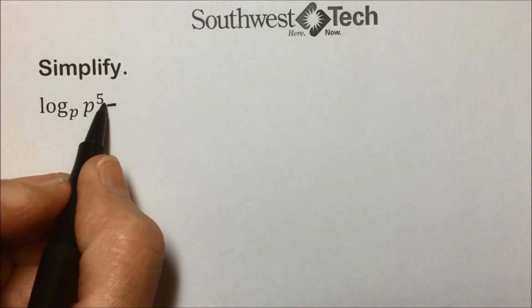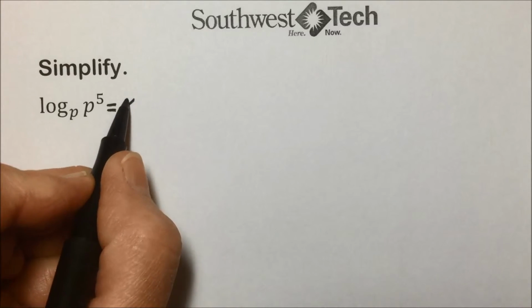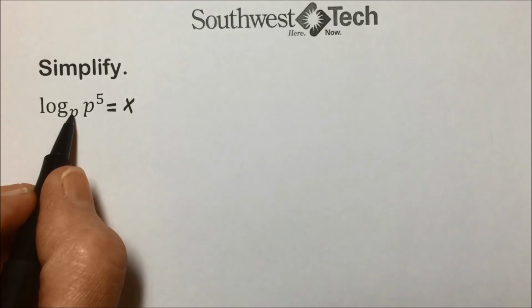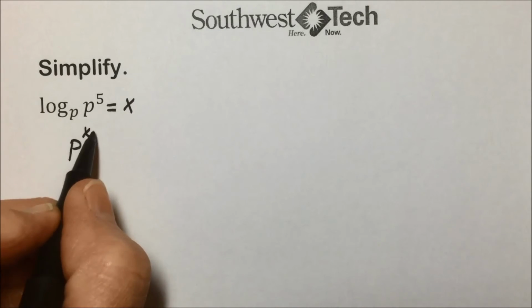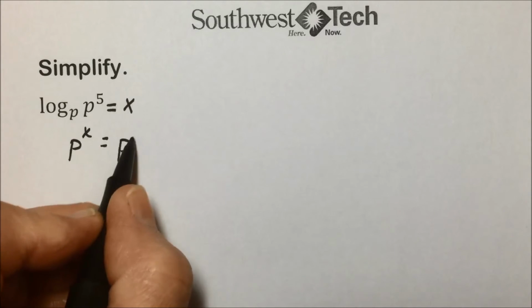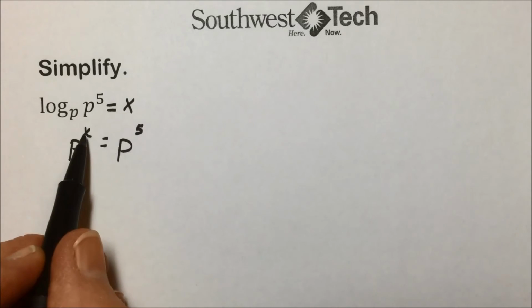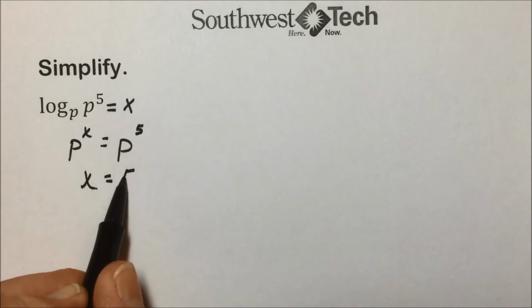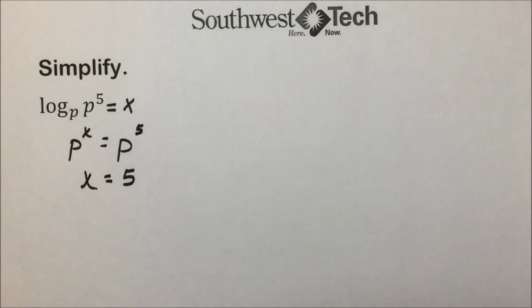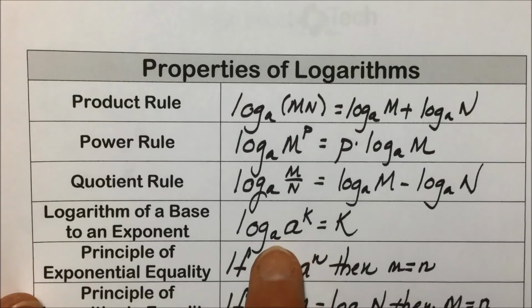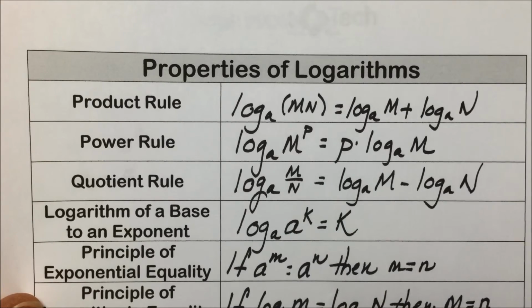Or we can rely on setting it equal to an unknown and translating our logarithmic form into exponential form. That's equivalent, which would be the base to that value equal to what we're taking the logarithm of. Then, using our principles of exponential equality, if you have common bases, exponents must be equal, so x is equal to 5. So we have two ways that we can get there: either using the logarithm of a base to an exponent, where the exponent is your solution, or translating it into exponential form.